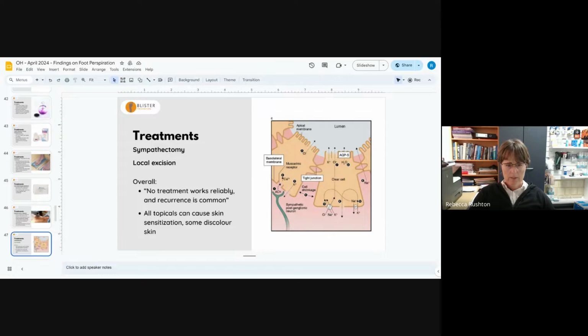And lastly, sympathectomy and local excision, which would be done even less than Botox. The consensus is that no treatment works reliably and recurrence is common, and all the topicals, which obviously are the easiest things to advise our patients on, can cause skin sensitization, and some can discolor the skin, like the potassium permanganate.